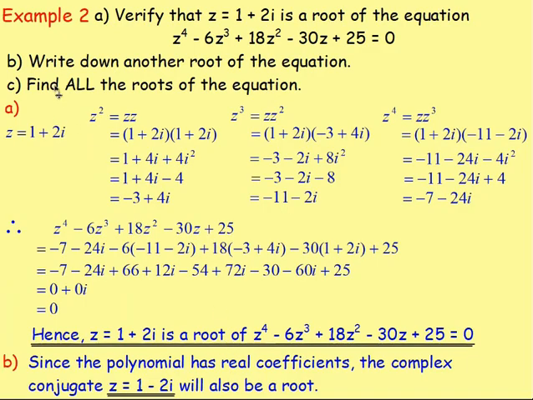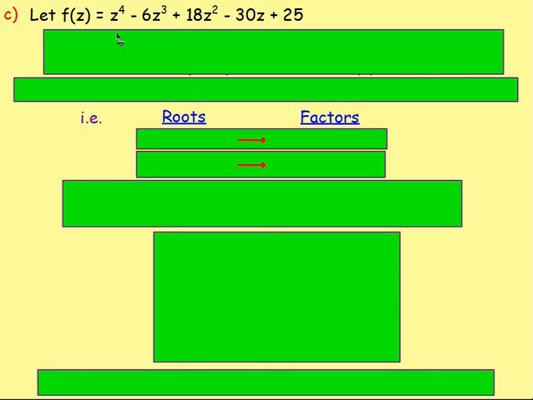Fantastic. For part C, find all the roots of the equation. How do we go about doing that? Well, what we need to do is, similar to that first example, we need to take this equation and we need to factorize the left-hand side. We know that what we've got is these two roots. We've got the 1 plus 2i and we've got the 1 take away 2i. So we need to go on and we need to think about the factors. So, moving on, this is what we had. F of z equals, we've got our z to the power of 4, take away 6z cubed, plus 18z squared, take away 30z plus 25.